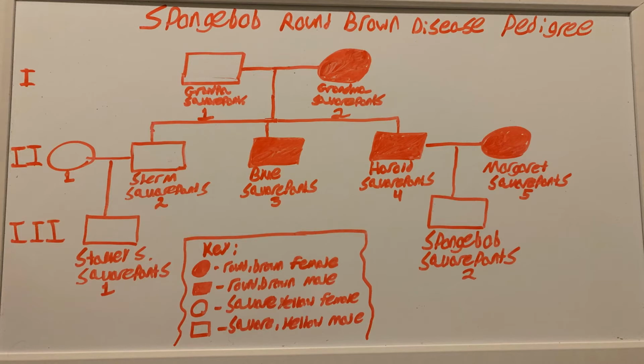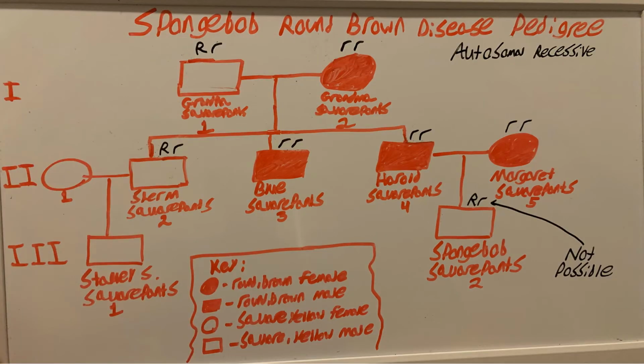Now I present the SpongeBob round brown disease pedigree. I shaded in all of the characters that are round and brown and left all of the square yellow characters not shaded. I'm going to go through and identify which modes of inheritance work for this family tree and which don't. And obviously, being round and brown, if you've ever watched SpongeBob before, isn't lethal, but it's a disease for this case.